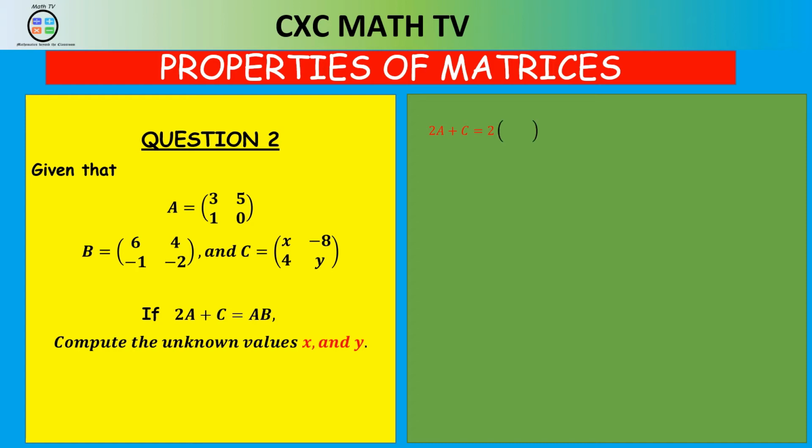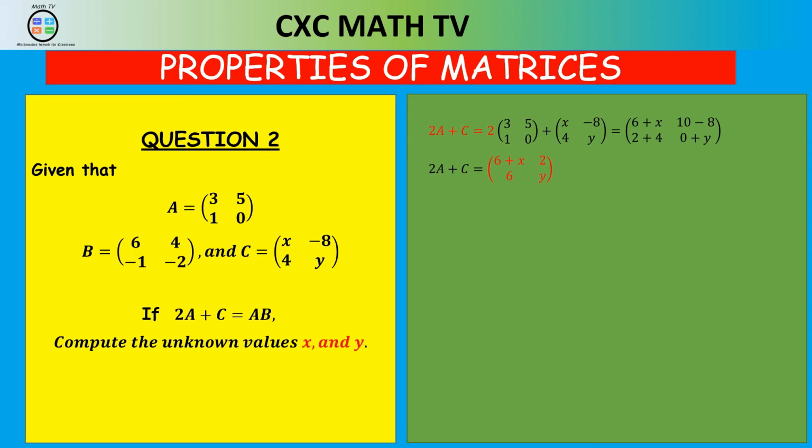That's going to be 2 times the matrix A, which is 3, 5, 1, 0, plus the matrix C, which is x, negative 8, 4, y. We add corresponding elements. We know 2 times 3 is 6, so that's 6 plus x. Then 2 times 5 plus negative 8, that's 2. Then 2 times 1 is 2 plus 4, that is 6. 2 times 0 plus y is y. So realize that 2A plus C simplifies to be 6 plus x, 2, 6, and y.